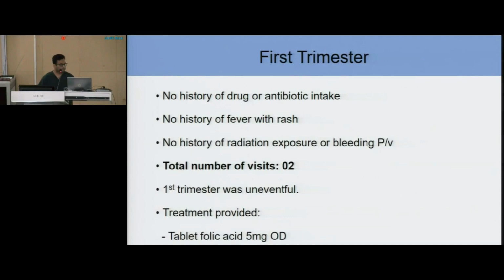The first trimester was uneventful, and she had a total of 2 visits during the first trimester. She was provided with tablet folic acid 5 mg, one tablet daily.